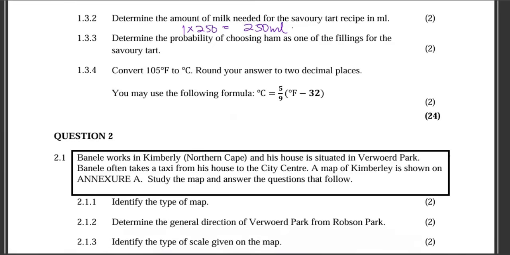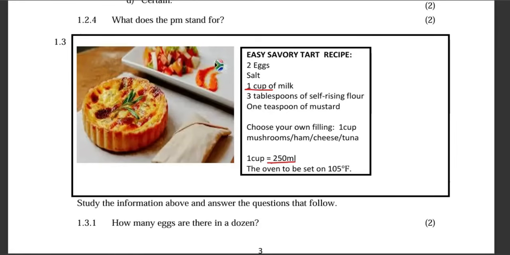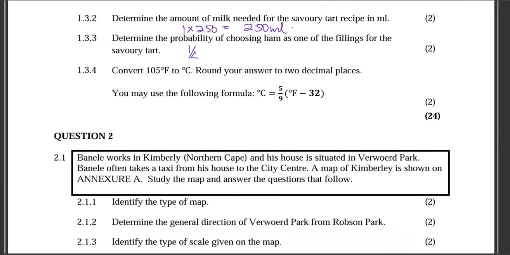Okay, determine the probability of choosing ham as one of the fillings for the tart. So we come here, the fillings are here. So we have 1 filling, 2, 3, 4. So out of these 4, what's the probability that you pick ham? It's 1 out of 4. So it's 1 out of 4. If it's asked as a fraction, you'd stop there. If they had asked decimal, it would be that much. Percentage would be either way. Whoever wrote any of these, you'll be right.